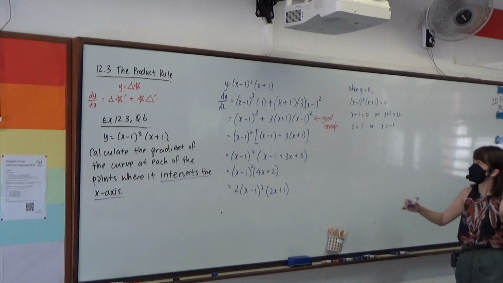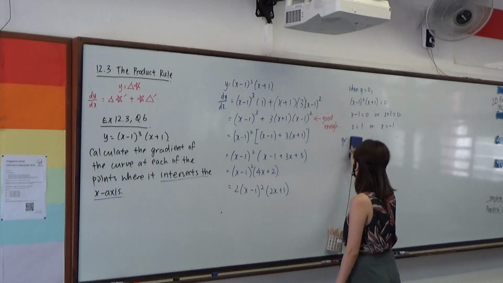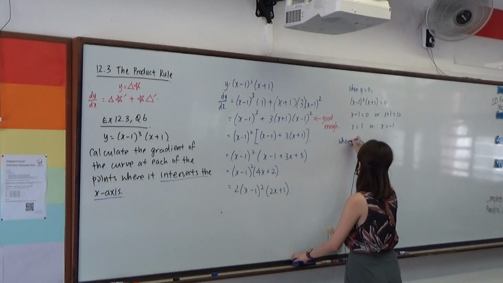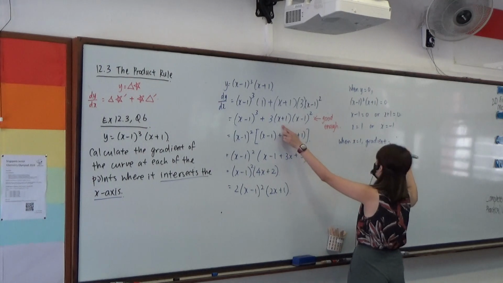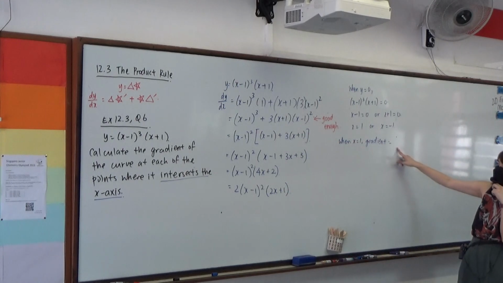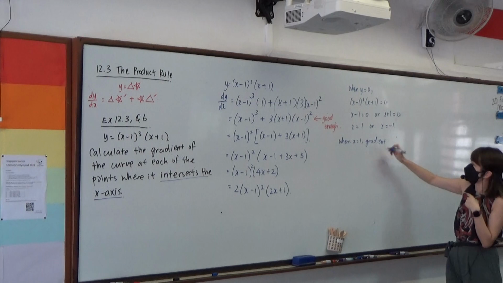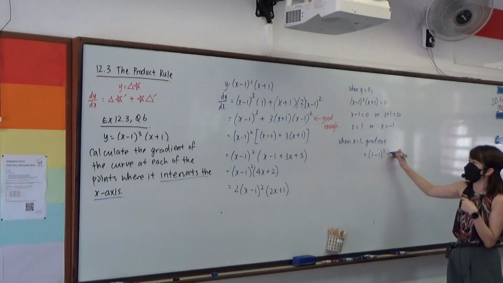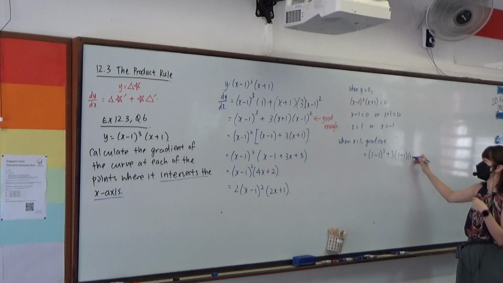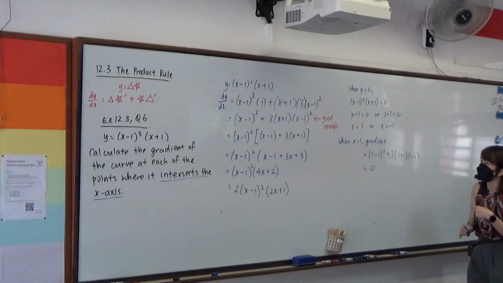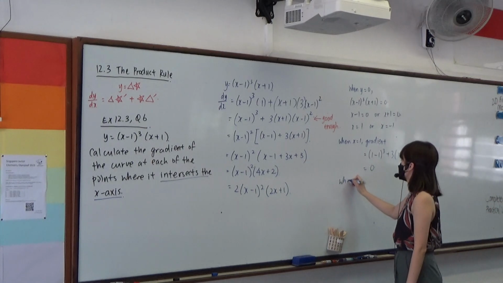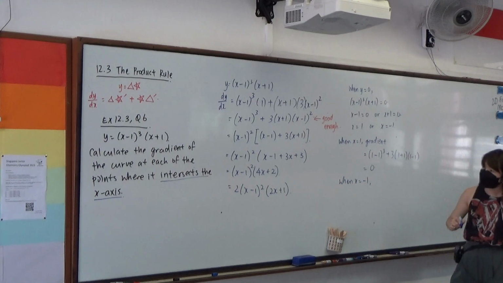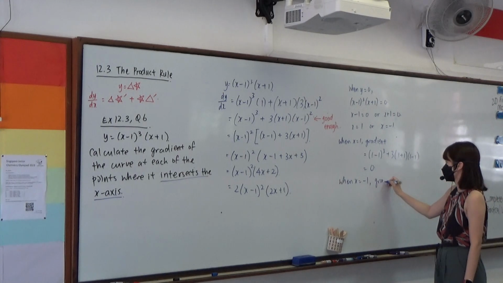With these two x values, we find the gradient. We can use this answer here, after the product rule, to find the gradient. When x equals 1, that will be equal to (1 minus 1) cubed plus 3(1 plus 1)(1 minus 1) squared, which essentially is 0. Okay. And then when x equals negative 1, we find the gradient.